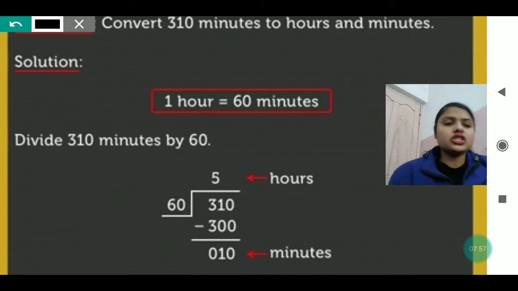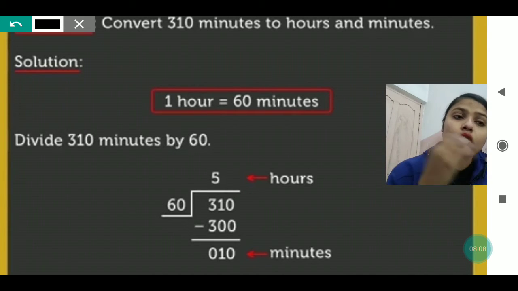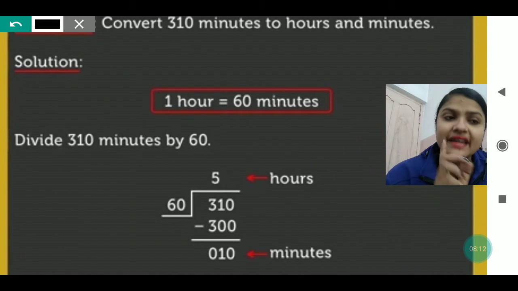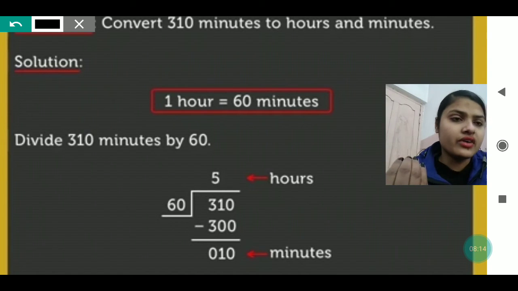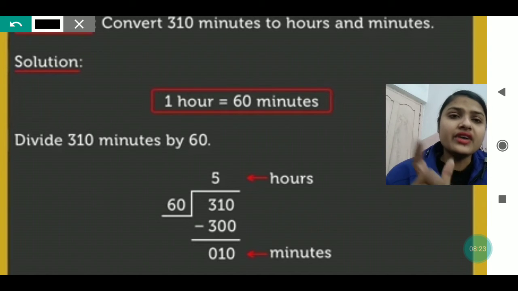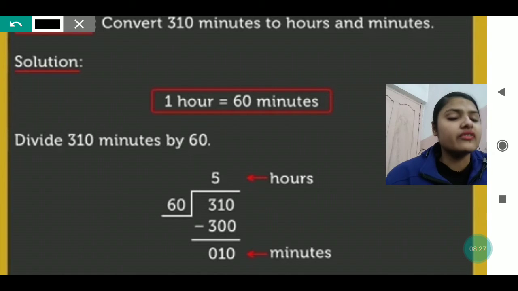This kind of question is also given in the book, in which the time is already given in minutes and you have to convert it into hours and minutes both. So how do we do this? When we convert the larger unit to the smaller unit, we multiply it by 60 or by 24. But here we are converting the smaller unit to the larger one. So in that case we divide.